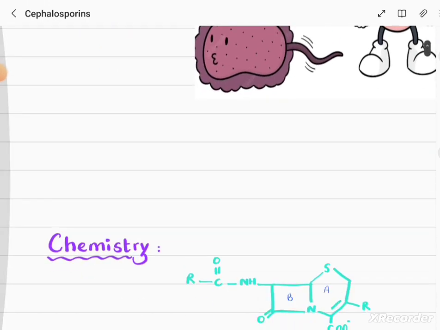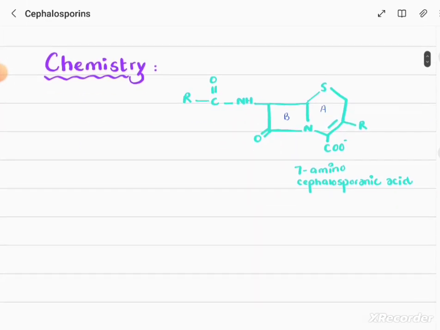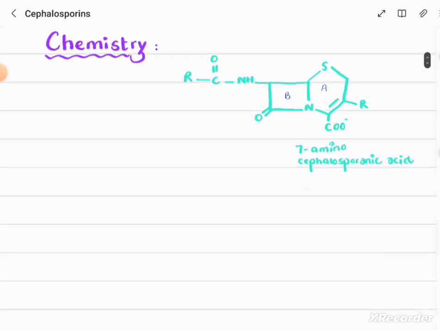Let's start with the chemistry of the cephalosporins. As we have already discussed, cephalosporins have a beta lactam ring. This is the nucleus of cephalosporins, in which a beta lactam ring is attached to another ring, and together they form the nucleus of the cephalosporins.